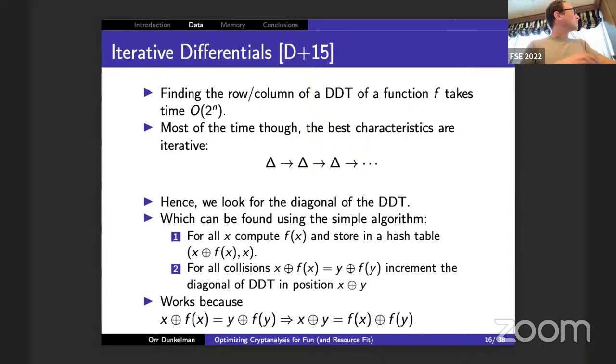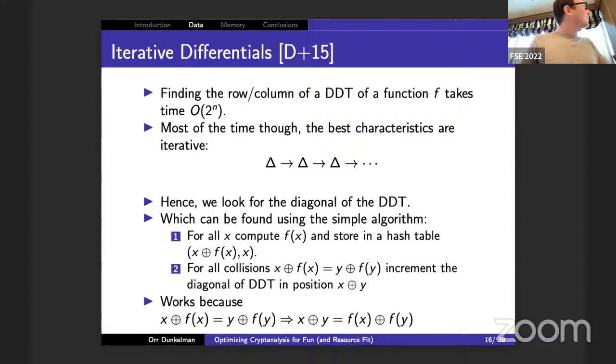For all x's, you just compute f of x and you store in the table x XOR f of x, input x or output. And of course you need also to store the inputs, but this is for the analysis part. And you find collisions in this table. And note that if x XOR f(x) equals y XOR f(y), that means that x XOR y equals f(x) XOR f(y). So I can find the same input difference as the output difference for a very small price. It's just 2 to the n time and 2 to the n memory. And now we can easily find good iterative differential characteristics. Okay.